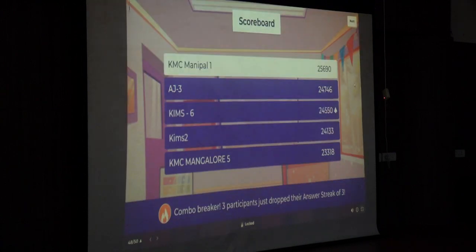Leaderboard: Kim's team 6 exchanges positions with Kim's 2. The Kim's teams are battling amongst each other for positions 3 and 4, whereas positions 1, 2 and 5 remain unchanged with KMC Manipal, AJ and KMC Mangalore team 5.